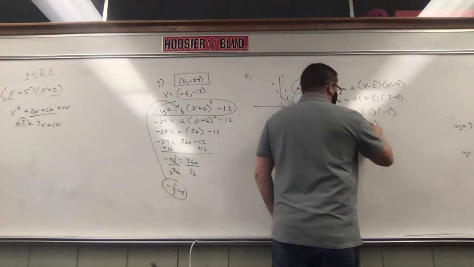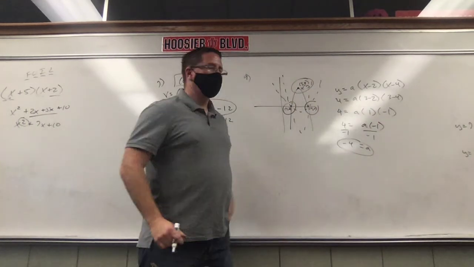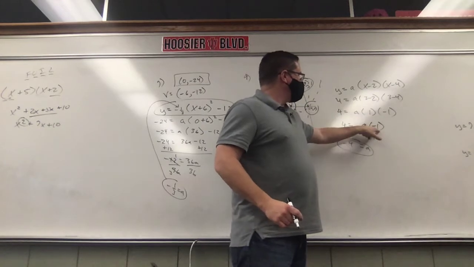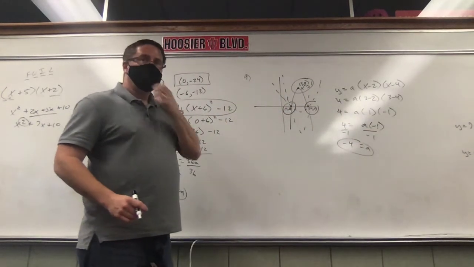I should have done this. That easier? 1 times negative 1. And we divide by negative 1. So what's the last thing we got to do? Plug it in.